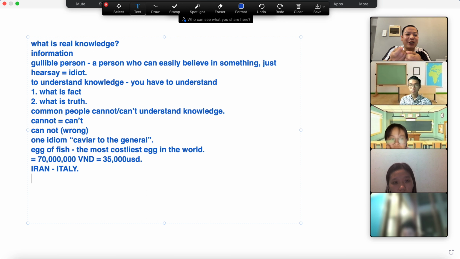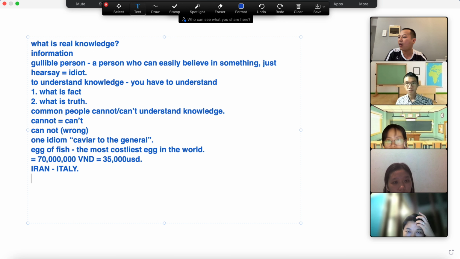When you give the costliest egg food in the world, with nothing to compare, to common people who don't know its value, when they take it, they say, bleh. They spit, right? They say, oh shit, what am I eating here, like that.